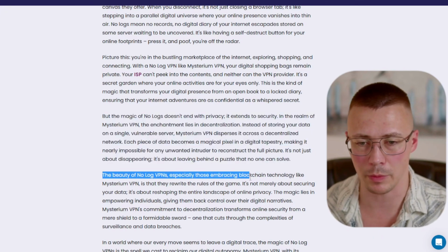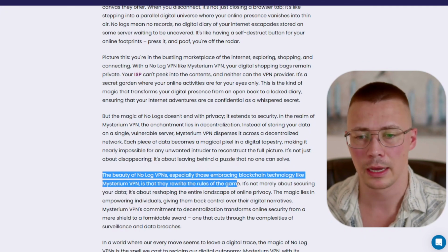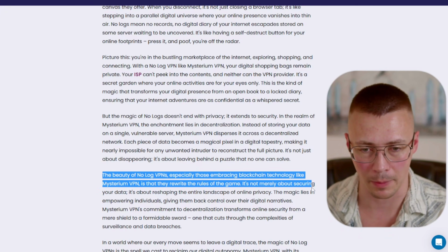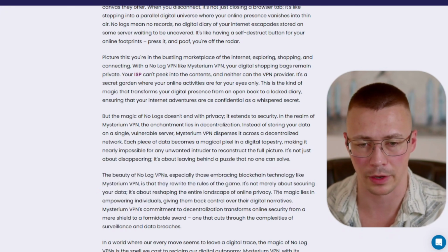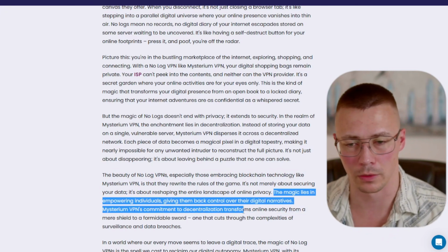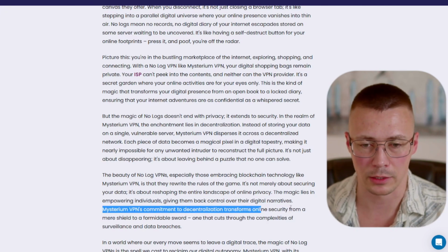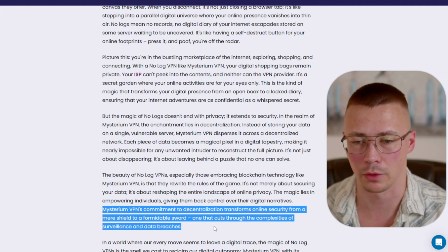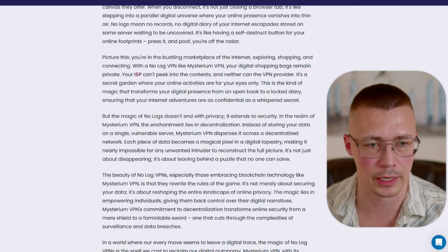The beauty of no-log VPNs, especially those embracing blockchain technology like Mysterium VPN, is that they rewrite the rules of the game. It's not merely about securing your data, it's about reshaping the entire landscape of online privacy. The magic lies in empowering individuals, giving them back control, blah, blah, blah. Mysterium VPN's commitment to decentralization transforms online security from a mere shield to a formidable sword, one that cuts through the complexities of surveillance, so on and so forth.